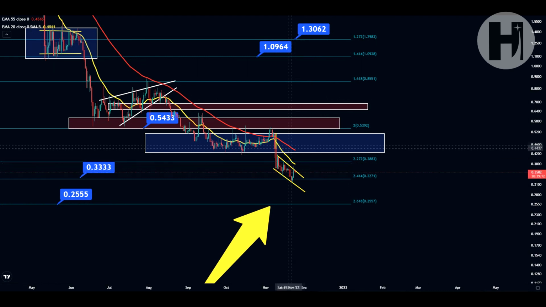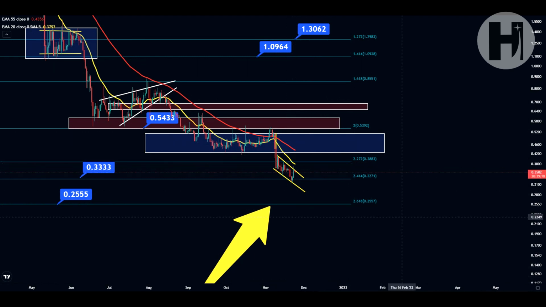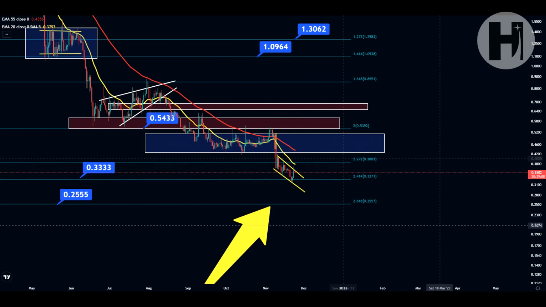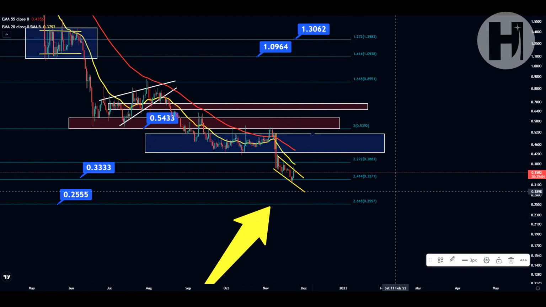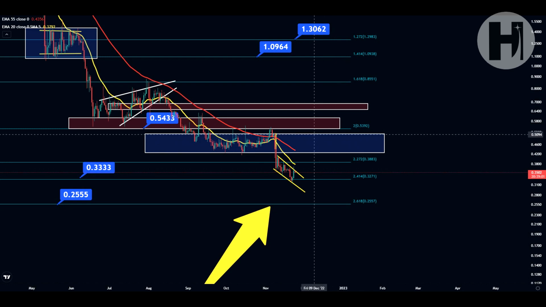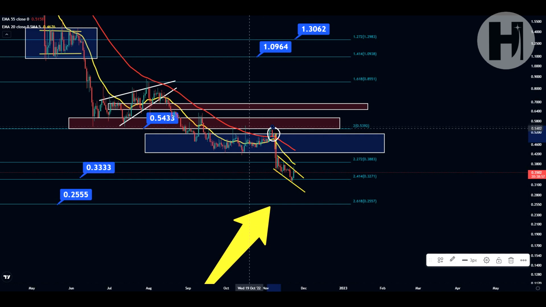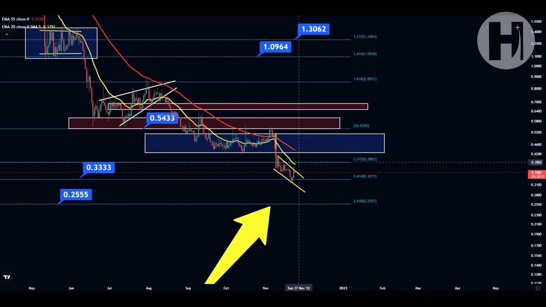Also, I would target the upper level of the resistance zone over here at 52 cents. Roughly 51.5, let's say, because we did have, as you can see, many touches off of that area. And also you have the 55 EMA on the daily chart and the 20 EMA on the daily chart. Those will be major resistance levels as well.